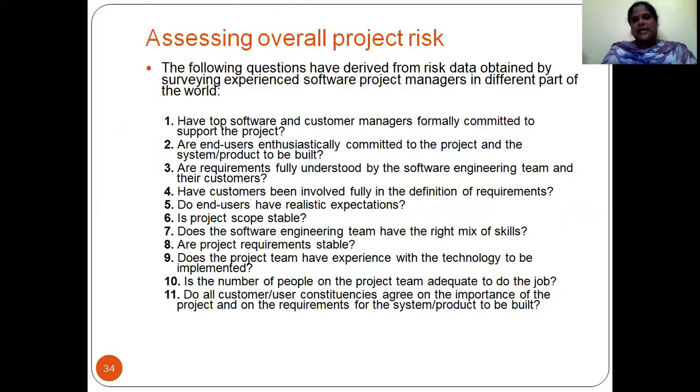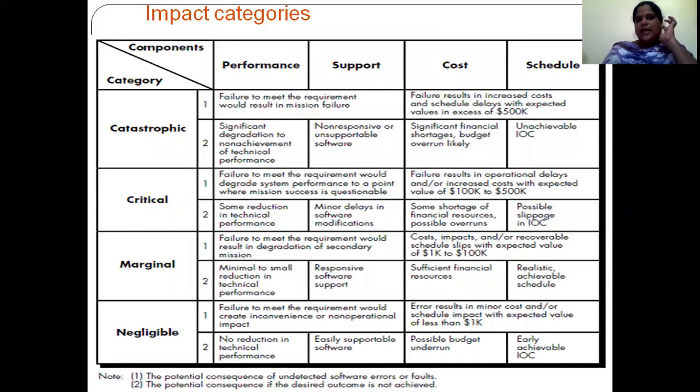These are the assessment questions, and next are the impact categories, showing how the risk has an impact. You can see the table, which is divided into components and categories. The components are performance, support, cost, and schedule. The categories are catastrophic, critical, marginal, and negligible. In catastrophic, you can see failure to meet requirements and failure results in significant degradation. This is the table of impact categories of the project.